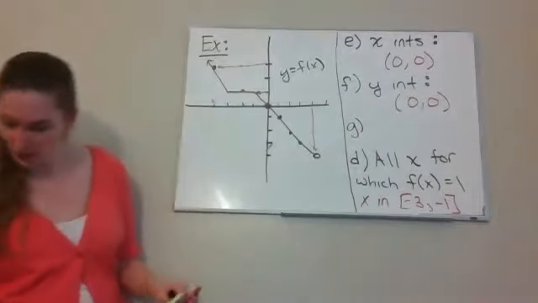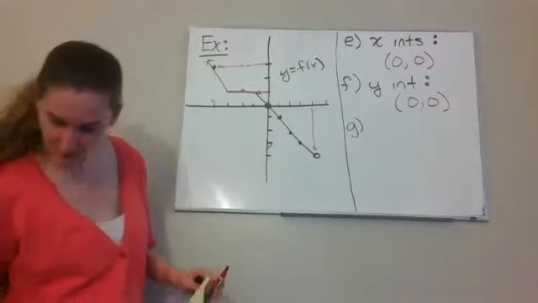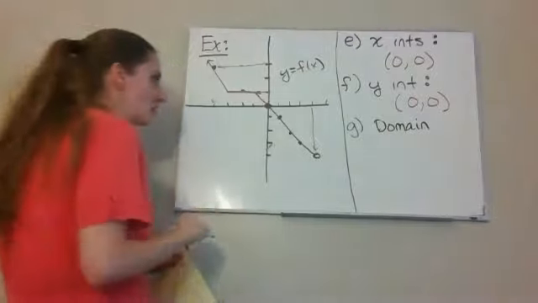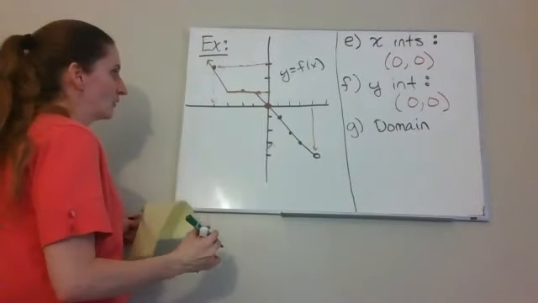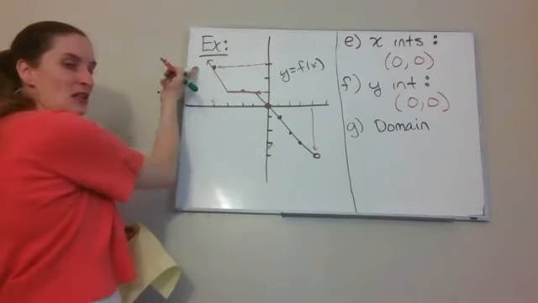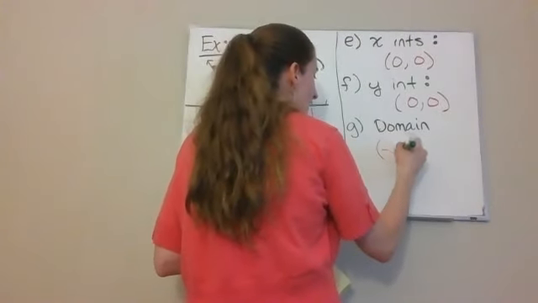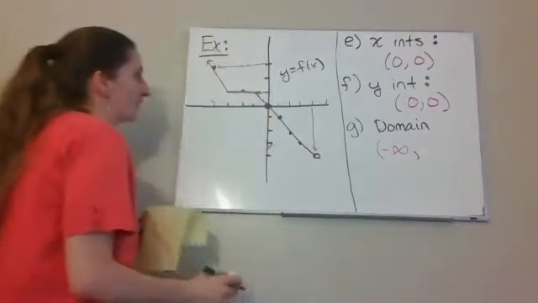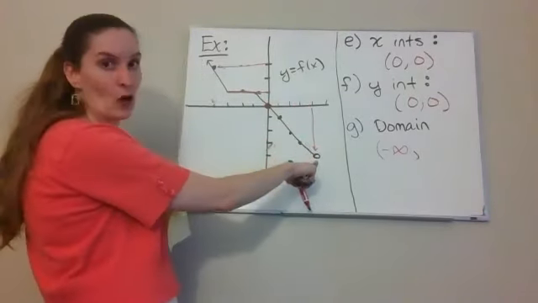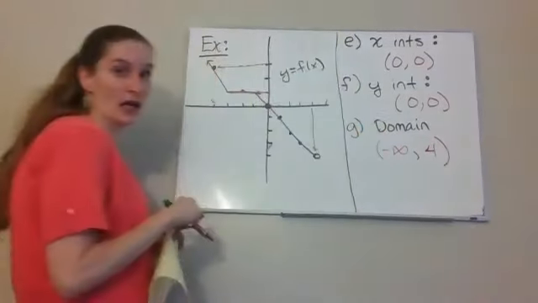And then let's find our domain, and then last will be our range. Finding the domain, remember, domain is your x values. Start going to the left of the graph. How far to the left do we go? Infinitely far. We're going to the left forever. So my domain starts with negative infinity. And what's the largest x value? 4, except it's not included. I have an open circle there. So I get a 4 with a parenthesis and not a bracket.